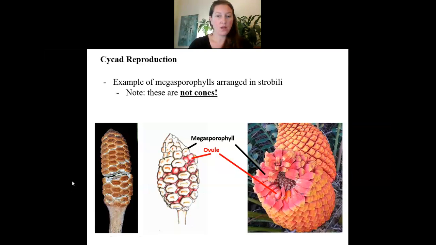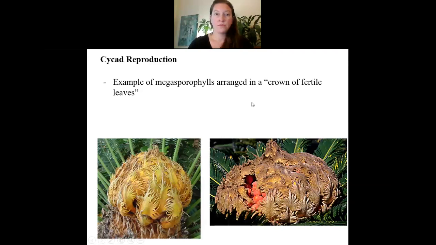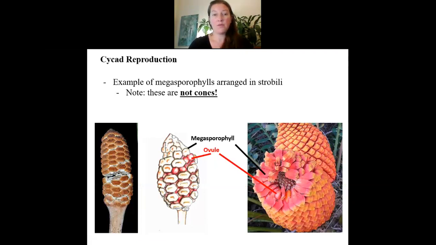I'll use bright blue. So here, this is a little ovule peeking out. In the drawing, they're red, so it's a little easier to see. On this actual specimen, they are also red, but it's a little harder to see because the megasporophylls are also kind of red in color. So that's an example of the megasporophylls arranged in a strobilus.